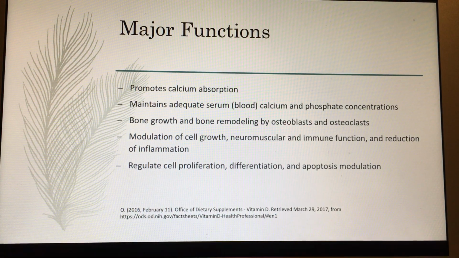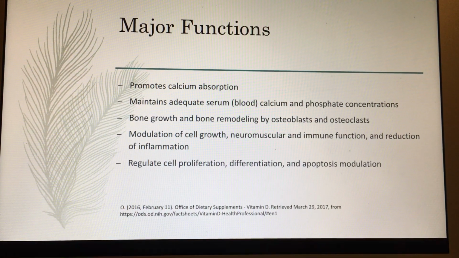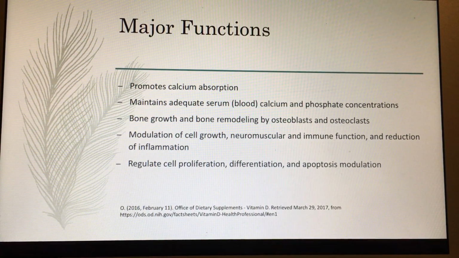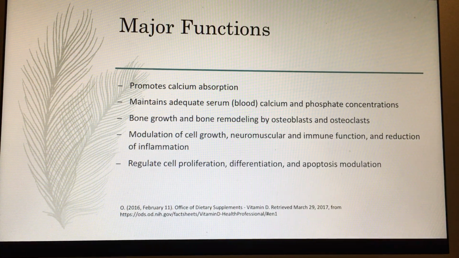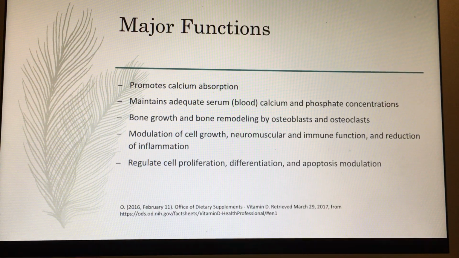Now we move on to the functions of vitamin D. Vitamin D promotes calcium absorption in the gut and maintains adequate serum calcium and phosphate concentrations to enable normal mineralization of bone and to prevent hypocalcemic tetany. It's also needed for bone growth and bone remodeling by osteoblasts and osteoclasts. Other functions include modulation of cell growth, neuromuscular and immune function, and reduction of inflammation. Vitamin D also regulates cell proliferation, differentiation, and helps modulate apoptosis. Apoptosis means cell death.